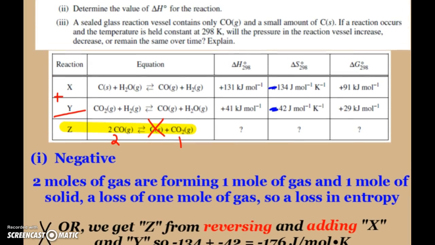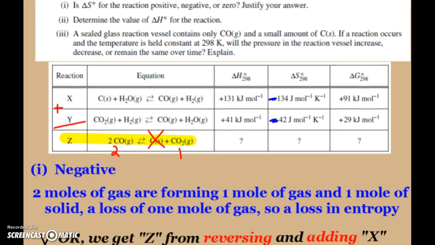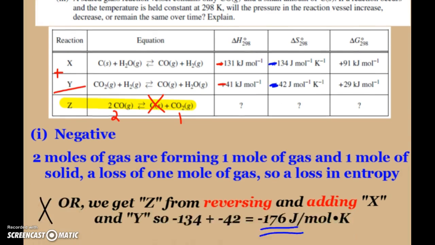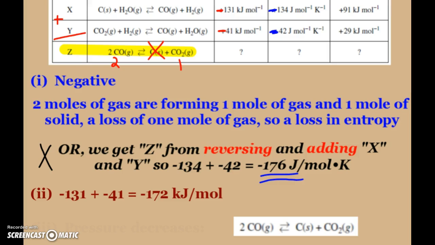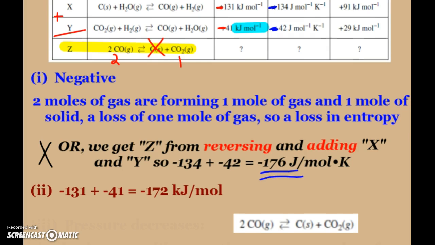Now for part 2, determine the value of delta H. Well, now you're going to have to simply do the addition. So again, the reactions were flipped, so negative 131, negative 41. So when you add them together, you're going to get negative 172 kilojoules per mole. Okay, or you could write like they have up in the data table, kilojoules moles to the negative 1 power. Please make sure you label those answers. Okay, the labels are given to you, so just make sure you're using the right ones.